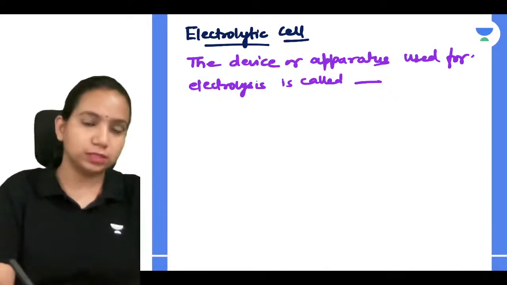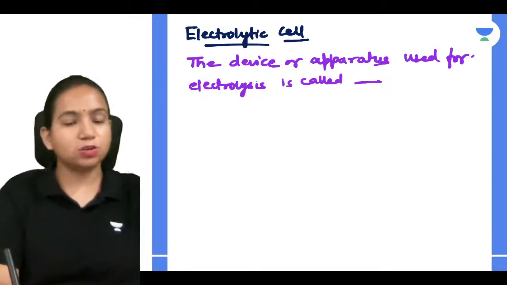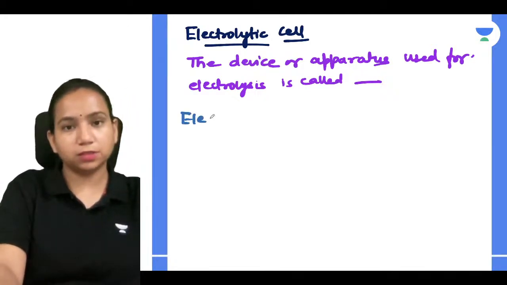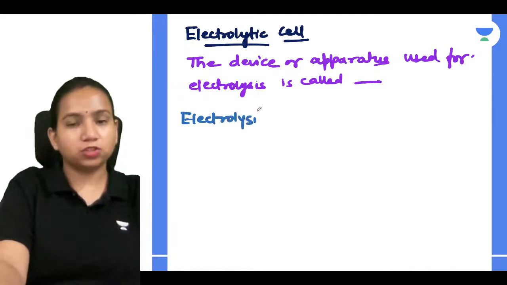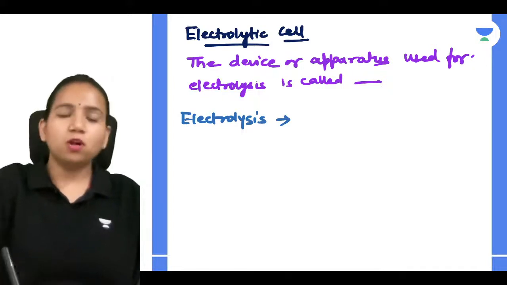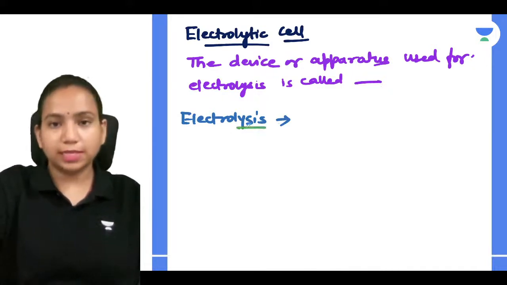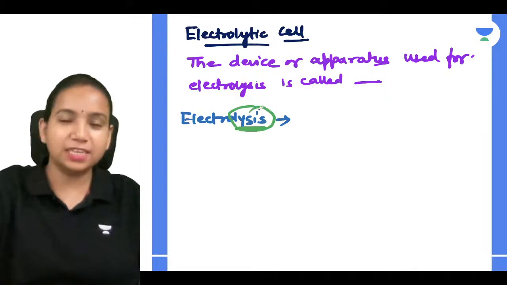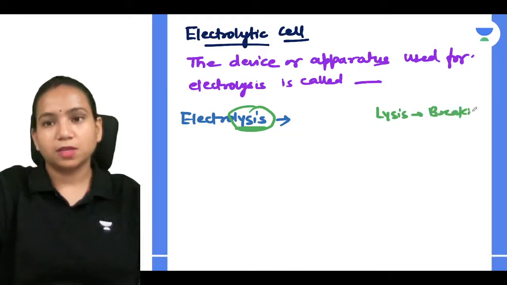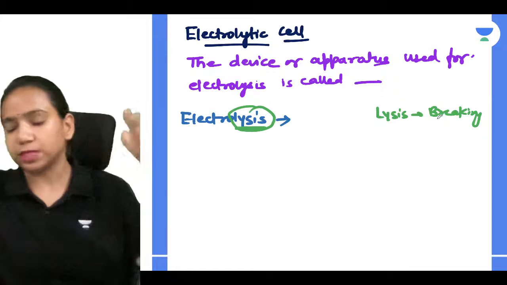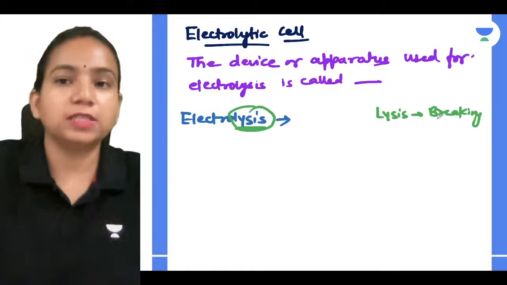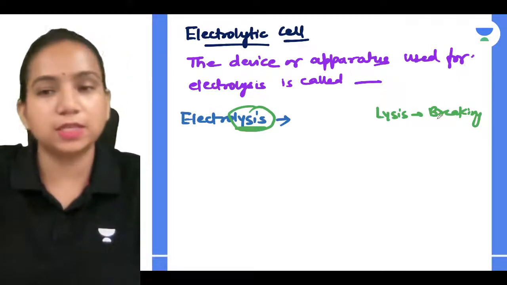Now what is electrolysis? We'll be learning even about Faraday's law of electrolysis and everything. But can anyone answer that? What is electrolysis? Tell me, guys. Always remember, whenever lysis comes in any name, it means breaking. So electrolysis means breaking of something in the presence of electricity. I hope everyone is able to relate. Electrolysis comes from lysis, which is breaking.